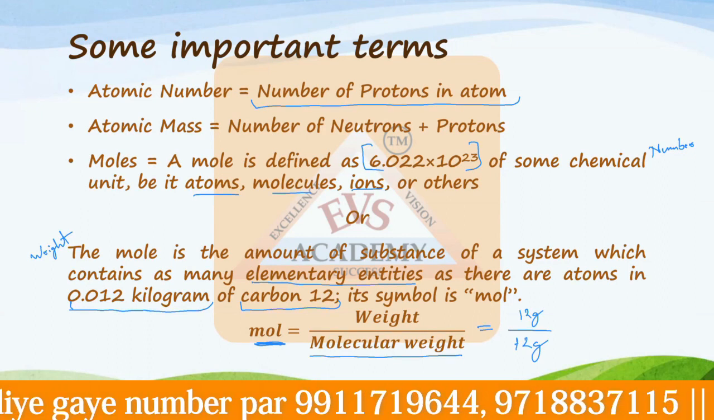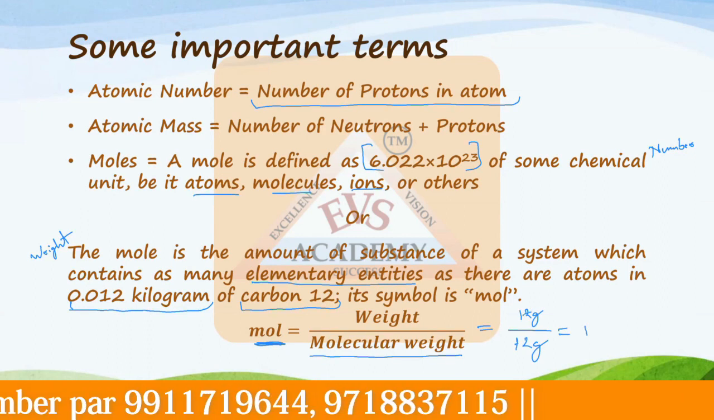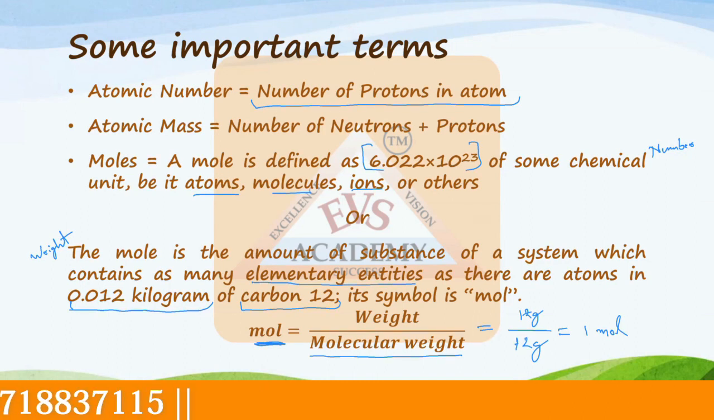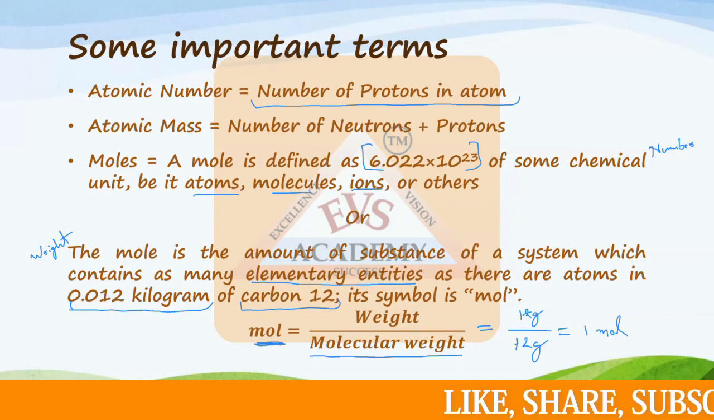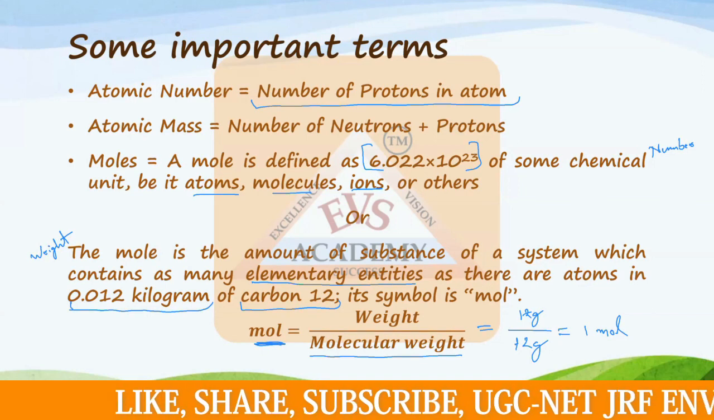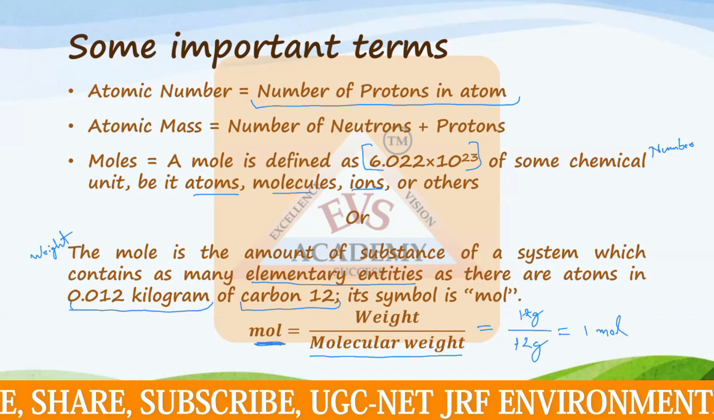So this would be equal to 1 mole. Same thing is defined in this definition as well. That is, elementary entities which are present in 0.01 kilogram of carbon 12. For any other molecule or element you want to calculate, again take the weight of that element that you are having and divide it by the molecular weight of that.